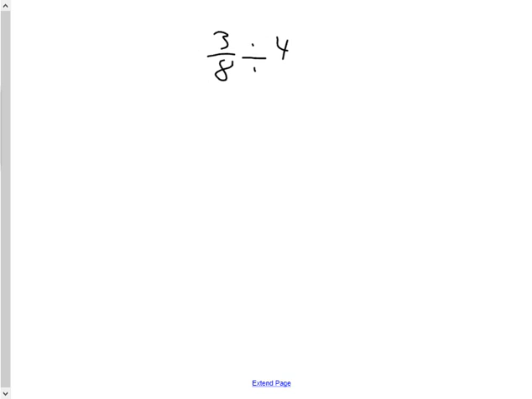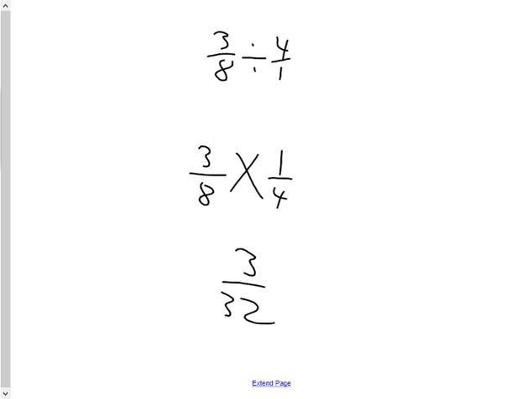When I divide by 4, I also have to think of 4 as being 4 over 1 because I'm going to keep my first fraction, change to multiplication, and the reciprocal of 4 is 1/4. So I'm really going to solve this division by multiplication. Multiply my numerators, I get 3. Multiply my denominators, I get 32. And my answer is 3/32.